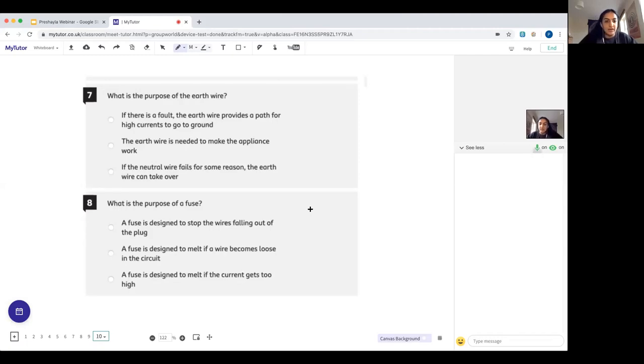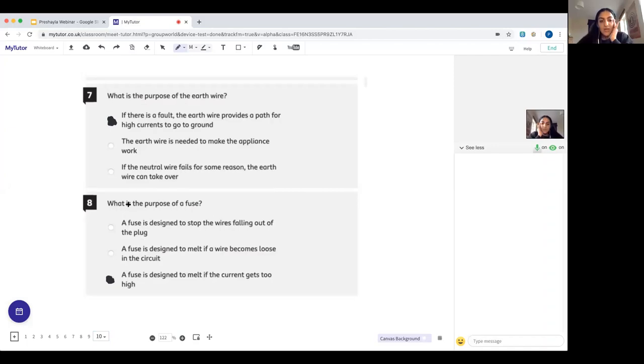Okay, so the correct answers are A and C, which a lot of you put in, which is really great. So 7 is A, 8 is C. Now 7 is A because the function of the earth wire does provide a path for high currents to go to ground. So we don't want them to come to us, we want them to go to ground. The earth wire is not needed to make the appliance work, it's needed for safety. And if the neutral wire fails for some reason, the earth can't take over. That's not its function. Okay, so the earth wire provides a path for high currents to go to ground.